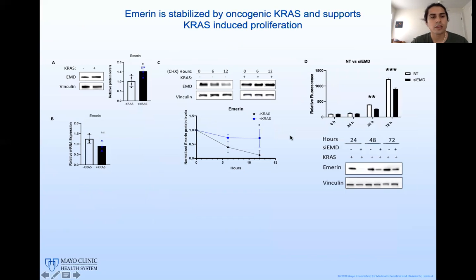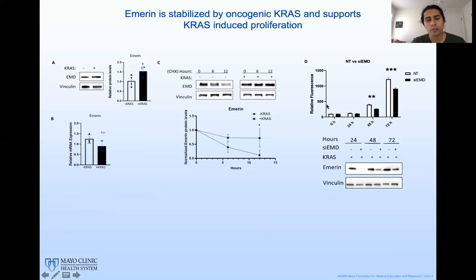Next, we decided to investigate some of the more detailed characteristics of these elevated emerin protein levels. So as we can see here, there's increased emerin protein. However, in figure B, we know that there is not a significant increase in mRNA synthesis. Next, we postulated that perhaps the increased protein levels could be due to increased stability. Therefore, we performed a cycloheximide assay, and we noted that there is a difference in their half-life. By the 12-hour mark in the minus KRAS, there's a significant reduction of protein, whereas in the plus KRAS, those levels have not really changed.